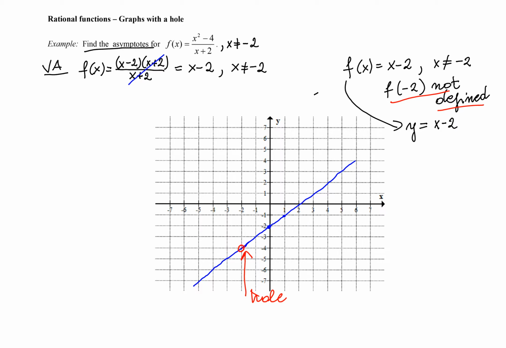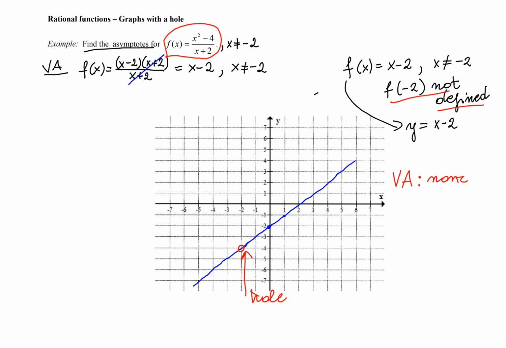Now our objective was to find the asymptotes. Now since I graphed the function, I can see that there is no vertical asymptote. The graph has no vertical asymptote. However, if you look at the original formula, you can say, well, the degree of the numerator is 2, the degree of the denominator is 1, so there should be an oblique asymptote. And where is that oblique asymptote in the picture?